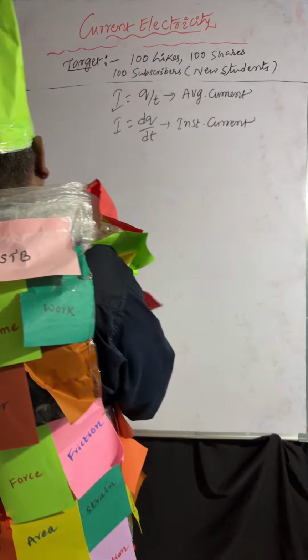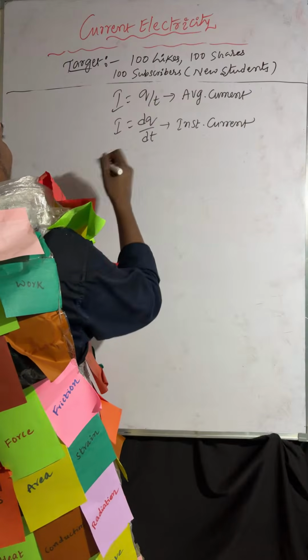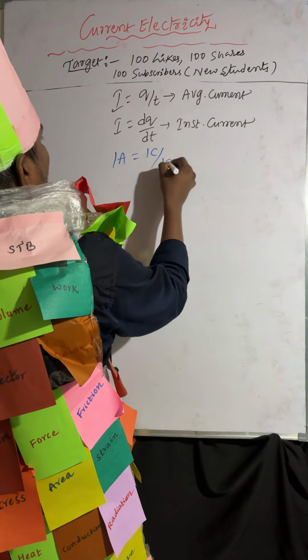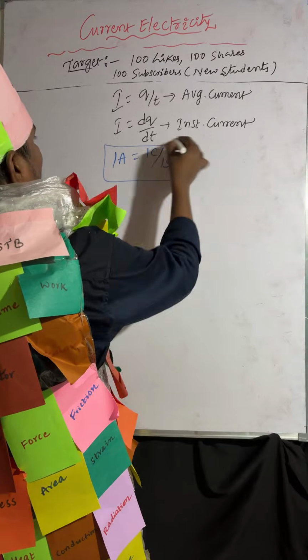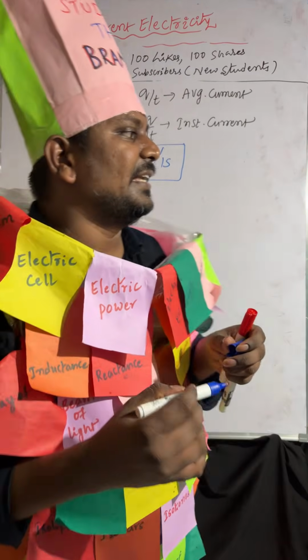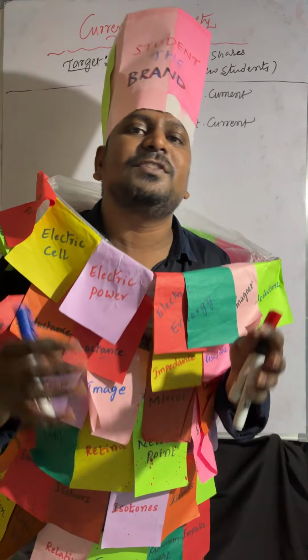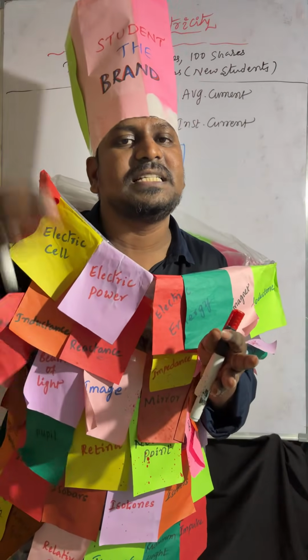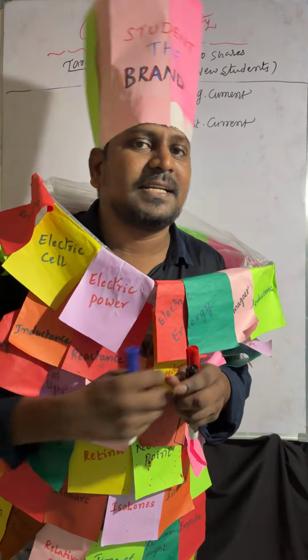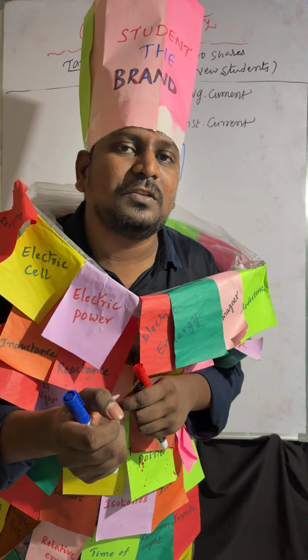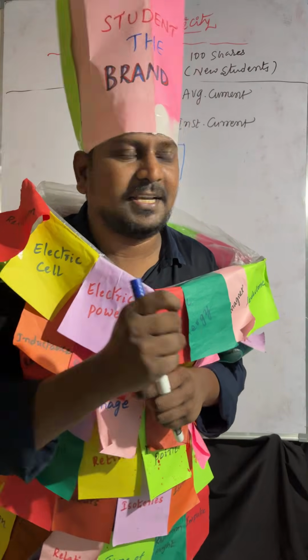SI unit of current is ampere. SI unit of charge is coulomb. SI unit of time is second. So 1 ampere is defined as 1 coulomb of charge flowing through unit cross-sectional area per second.